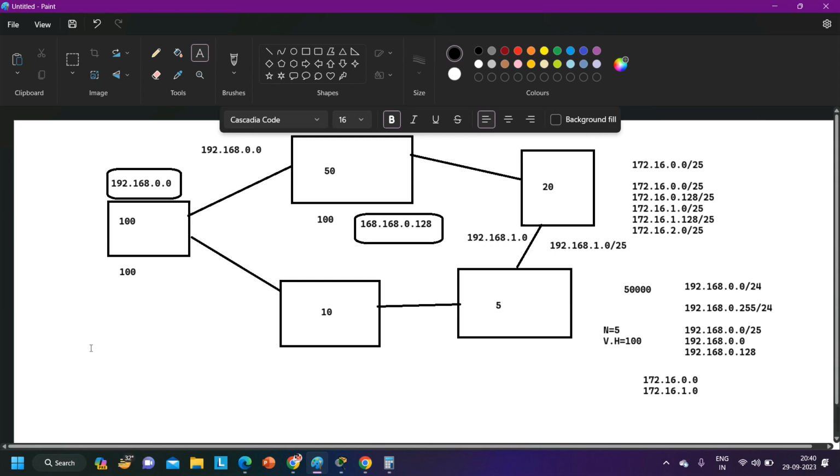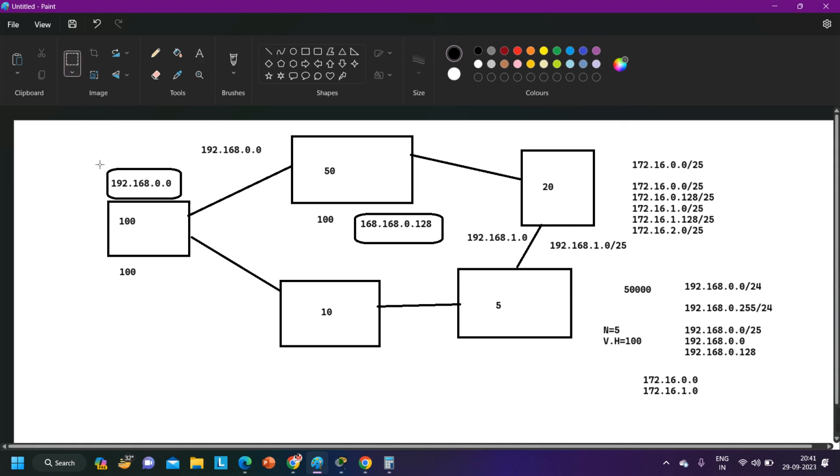different networks. But if someone has told you to divide one network into 5 parts, you cannot use it like this. So one network into 5 parts. As I told you, the main network should be one, and the subnetworks should be 5. Subnet means subnetting. The main network should be one only.